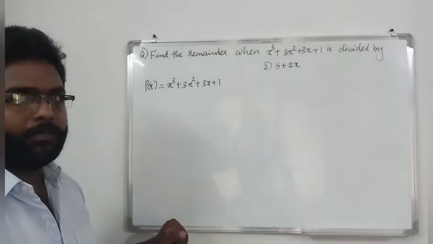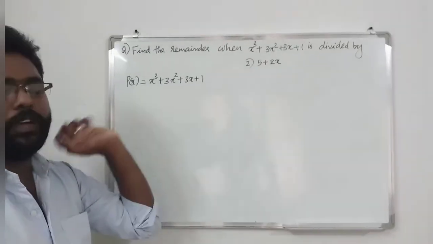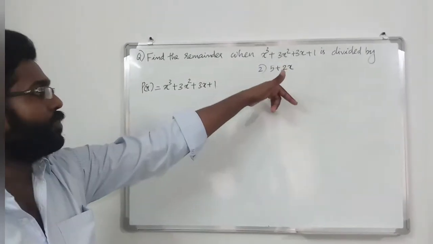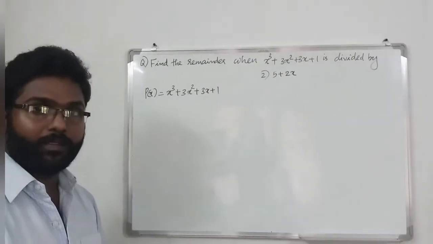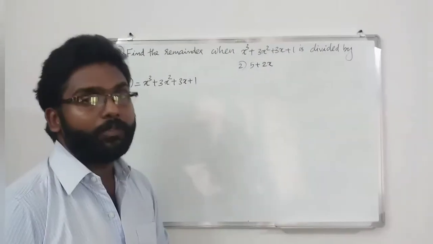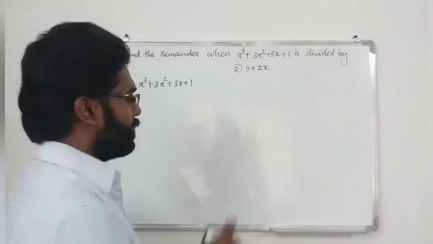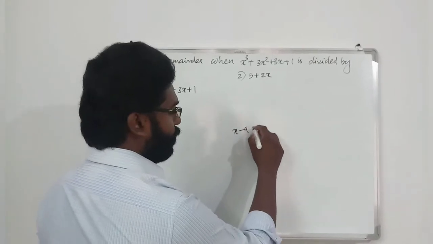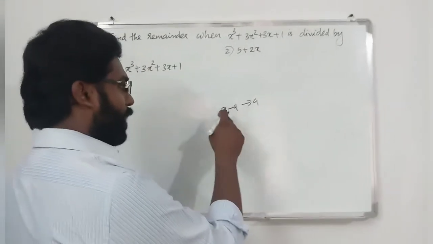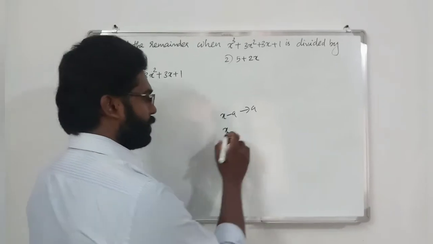Second question. X cube plus 3x square plus 3x plus 1. Our dividend is the same, but the divisor is different. The divisor is 5 plus 2x. In 5 plus 2x, what value do we put here? This is not in the form of x minus a. But we know in any form we can find the zero. The value of x means, if x minus a, we put a. A is the zero of it. For what value of x will this be 0? That is the value of x.